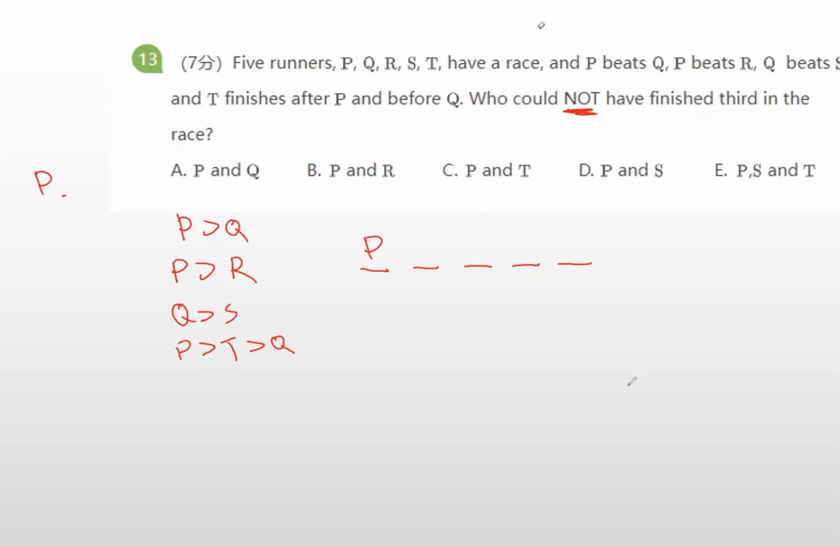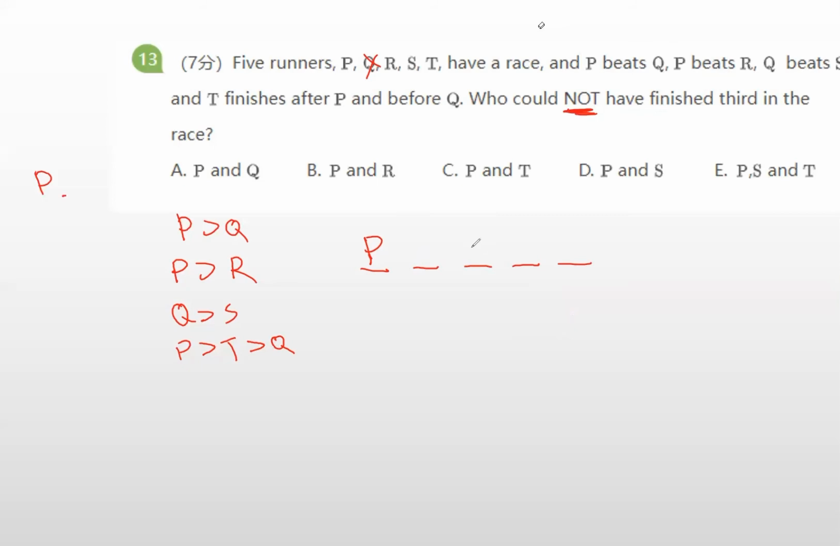Okay, so this question is a logic question. We see that P has to have four letters behind it, so P must be first place. That's what we all agreed with. Now for this question, the easiest way is just to test it out. If Q is in third place, is that possible or not? P beat Q, and Q beat S, so S can be in the last two places. T must beat Q, so T must be here, and R can be anywhere here. So Q can be in third place, so we can eliminate Q, because Q can finish in third place.